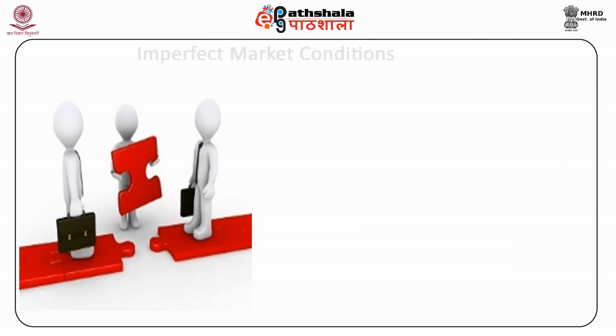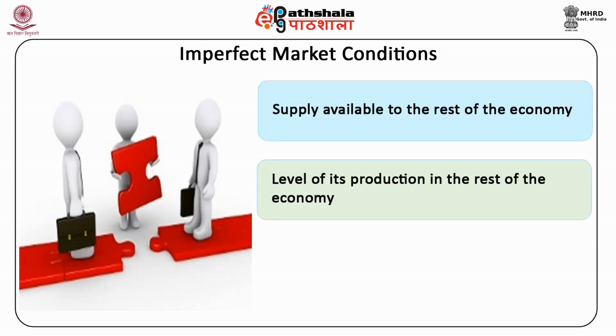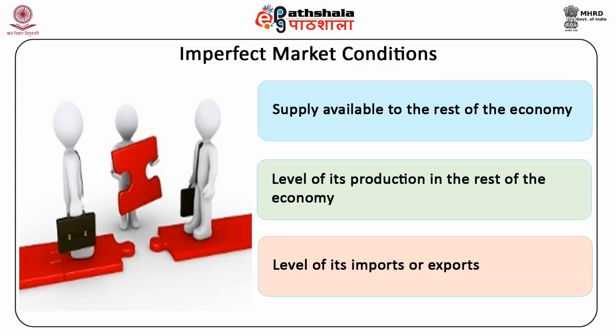Imperfect market conditions. In the case of imperfect market conditions, there are three recommended sources of shadow prices depending on the project's impact on the national economy. A project, through its use and production of resources for any given input or output, may affect the supply available to the rest of the economy, the level of its production in the rest of the economy, and the level of its imports or exports.